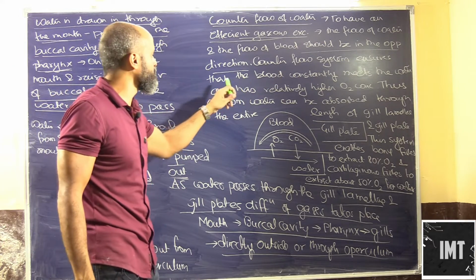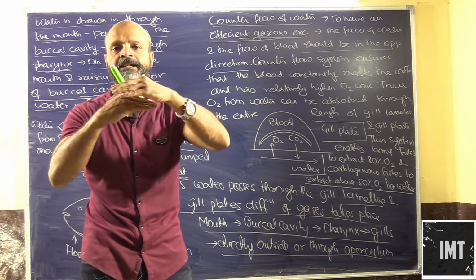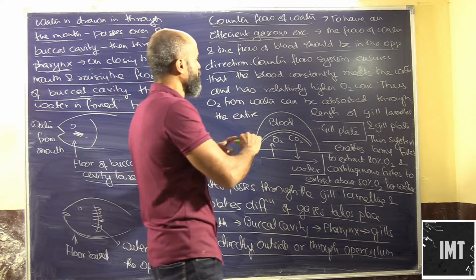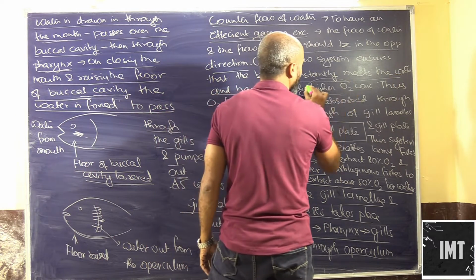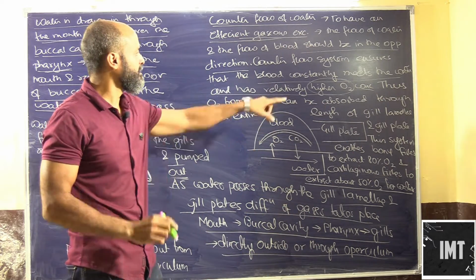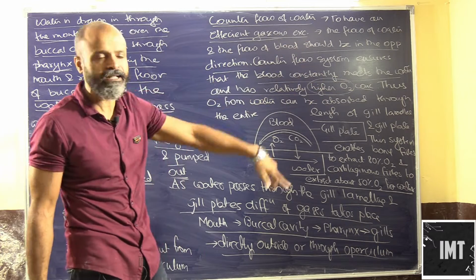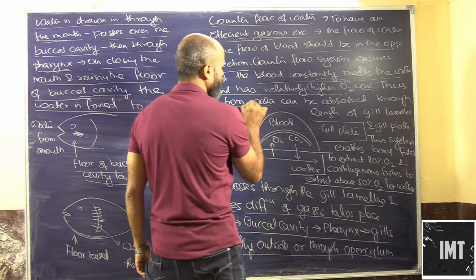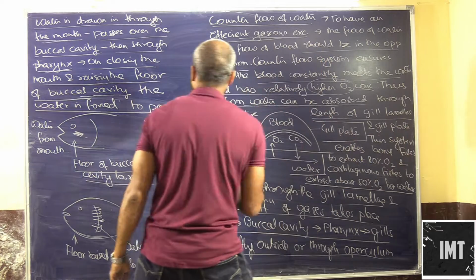The counter flow system ensures that the blood constantly meets the water, because it increases the contact area. The blood constantly meets the water, which has a relatively higher oxygen concentration. Thus O2 from water can be absorbed through the entire length of the gill lamellae.